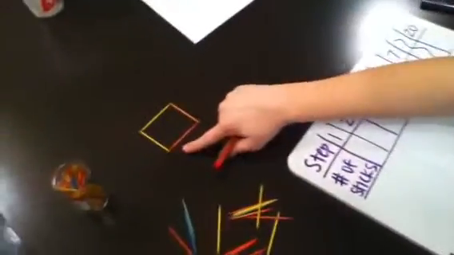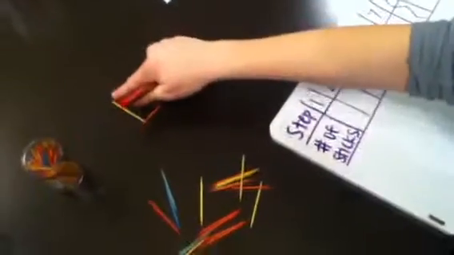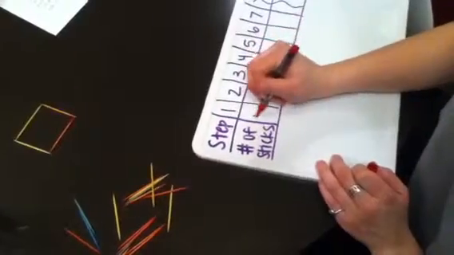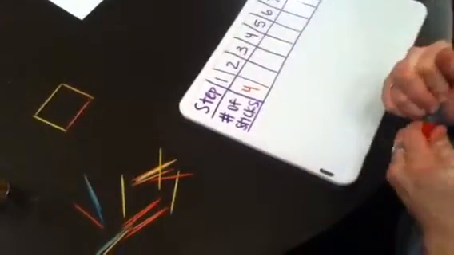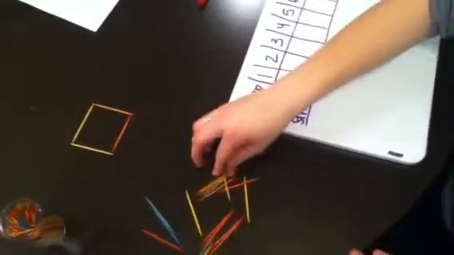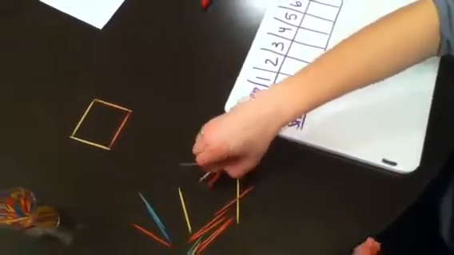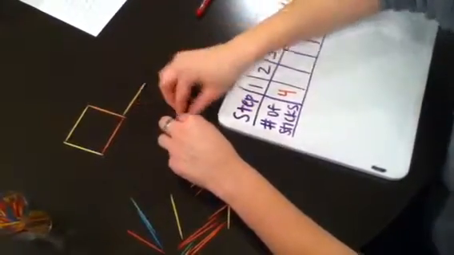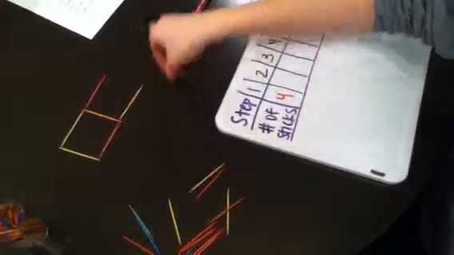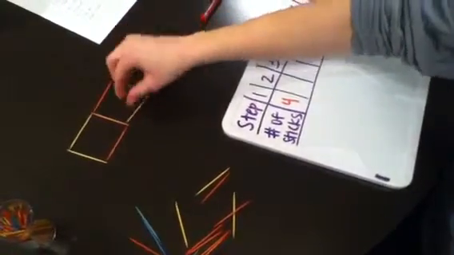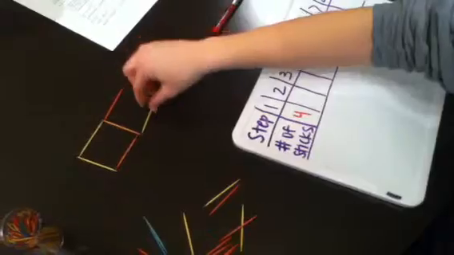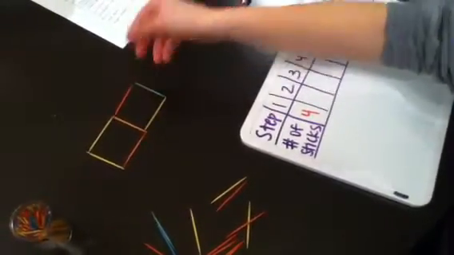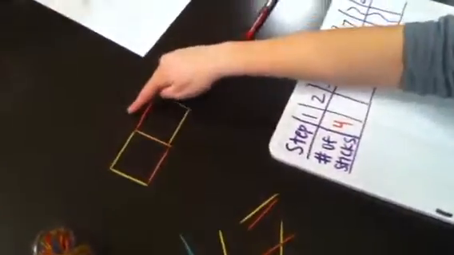When we look at this window right here, we have 1, 2, 3, 4 sticks. So I'm going to go ahead and write 4 here. We want to build another window that looks identical to that, so I'm going to need to add more sticks so that it can look the same. So we add 1, 2, 3. Now notice that these look the same. However, we only added 3 sticks this time.